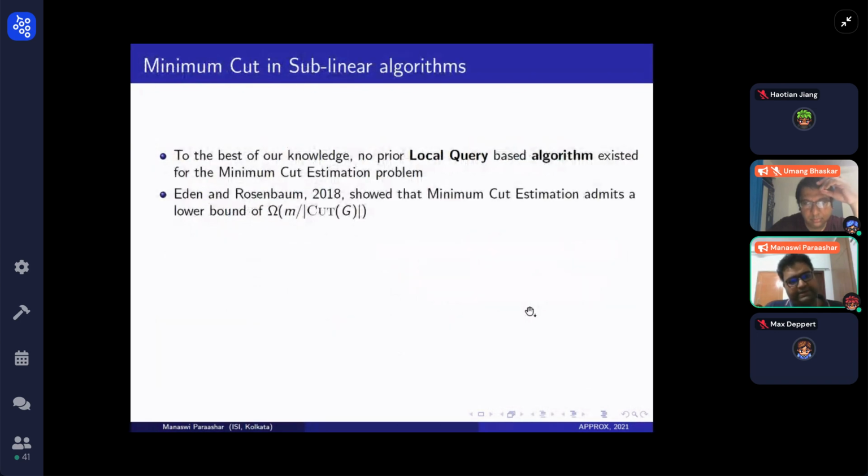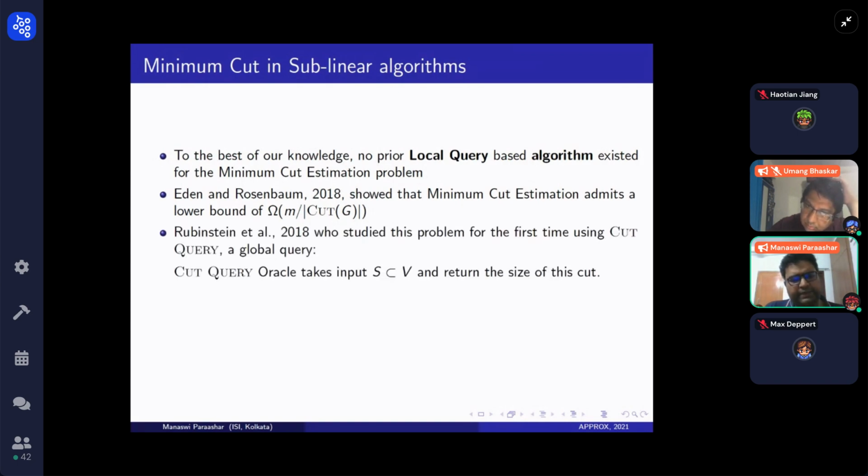So before going to our results, let us look at the history of the minimum cut estimation problem in the area of sublinear algorithms. To the best of our knowledge, we did not know of any local query based algorithm for the minimum cut estimation problem. However, in 2018, Eden and Rosenbaum showed a lower bound of m by the minimum cut of G in order to solve this problem in the local query model.